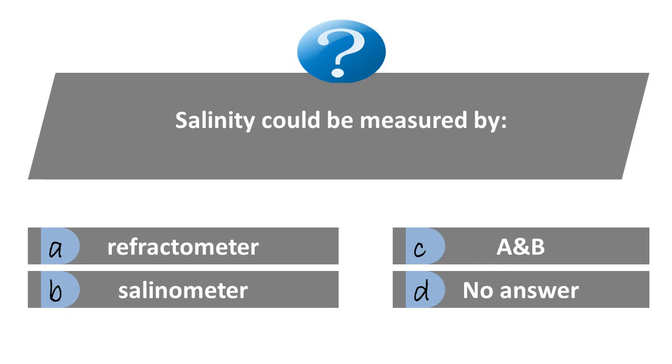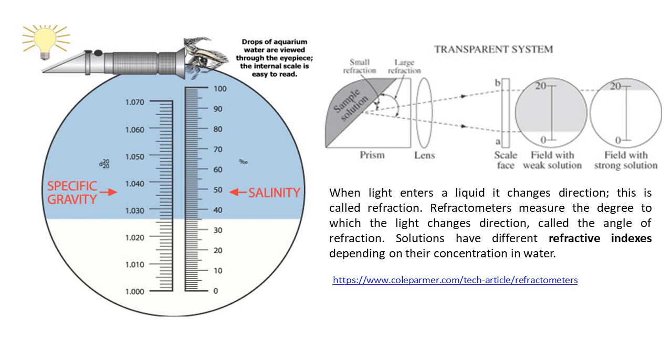The correct answer is letter C, A and B. So refractometer and salinometer are both used to measure salinity. So we have here an example of a refractometer. It is called refractometer because it is based on refractive indices or based on the refraction of light. So when light enters a liquid, it changes direction. This is called refraction. Refractometers measure the degree to which the light changes direction, called the angle of refraction.